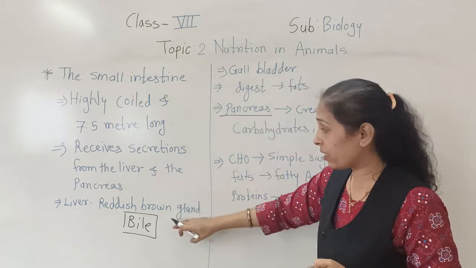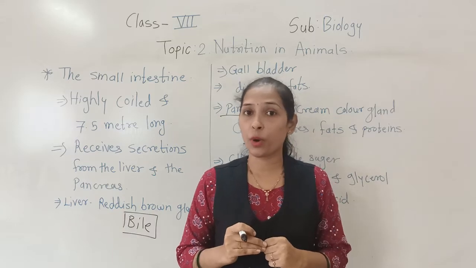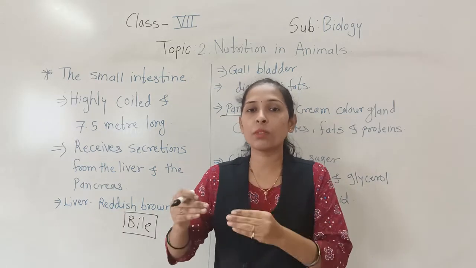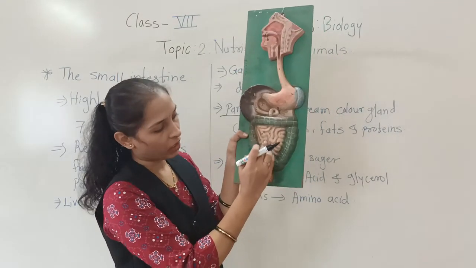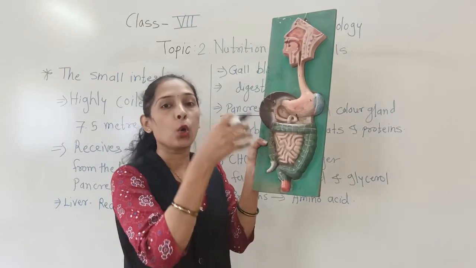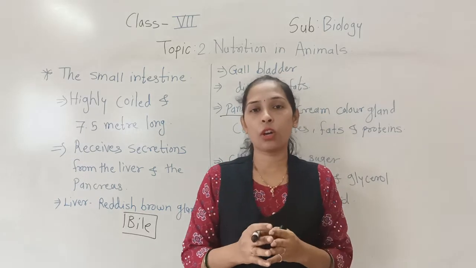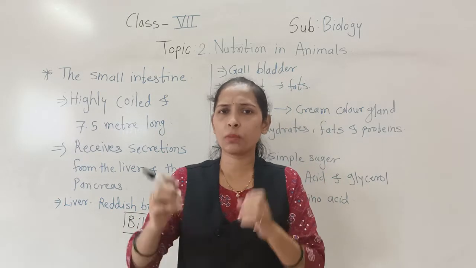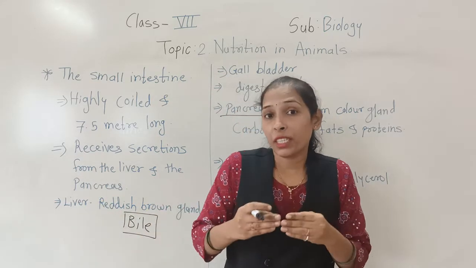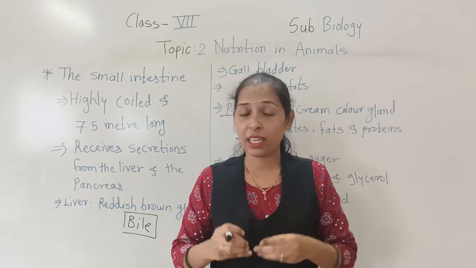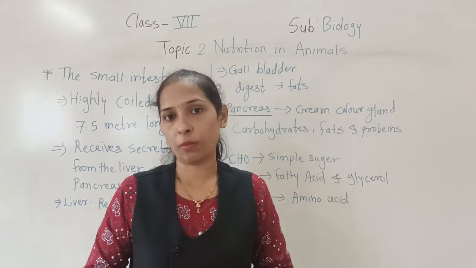After getting secretions from the liver and the pancreas, at the end of the small intestine, what happens? The partially digested food now comes into the lower portion of the small intestine, and there the digestion process gets completed, with the help of the digestive juices in the small intestine.